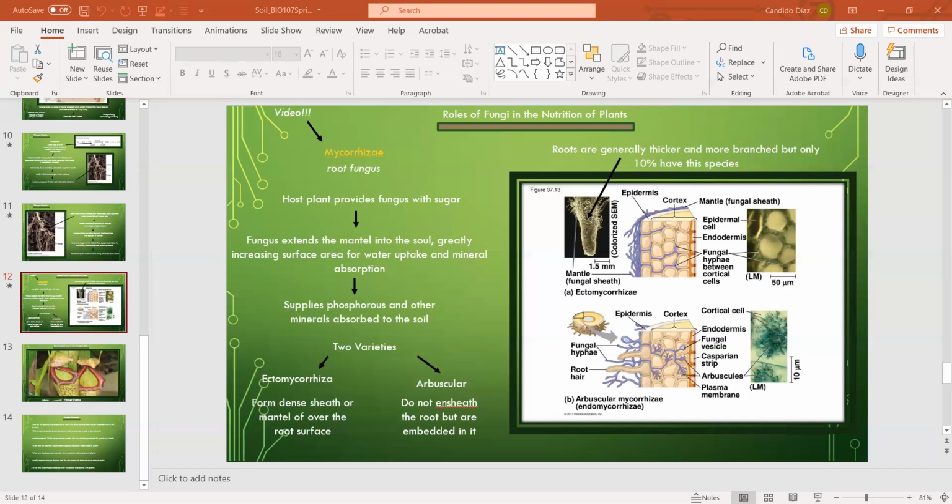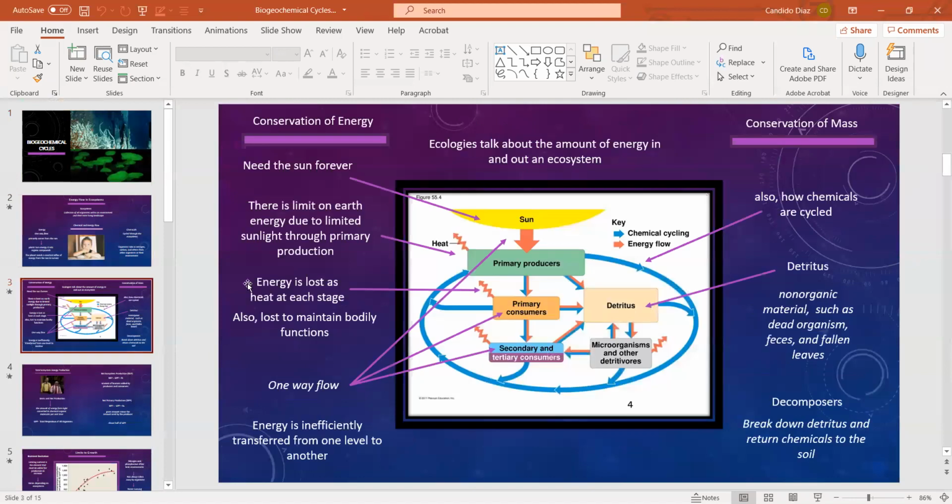So let's see. And then we have, how are both energy and mass conserved and converted in the ecosystem? All right. So in an ecosystem, we have two things, right? And these are laws of thermodynamics. We have conservation of energy and we have conservation of mass. Neither of them can be destroyed. They're simply transferred in forms, right?